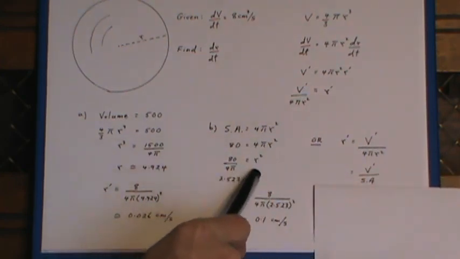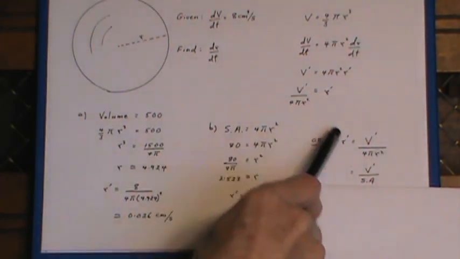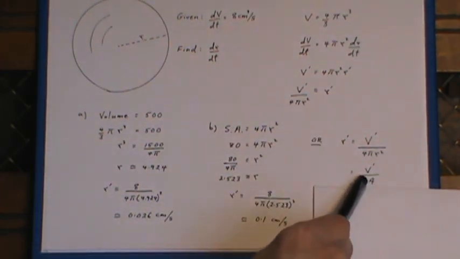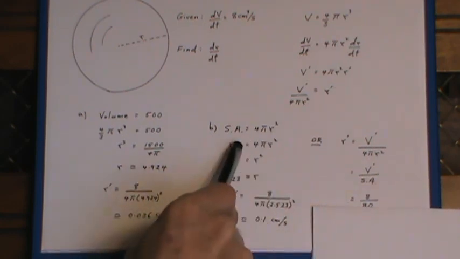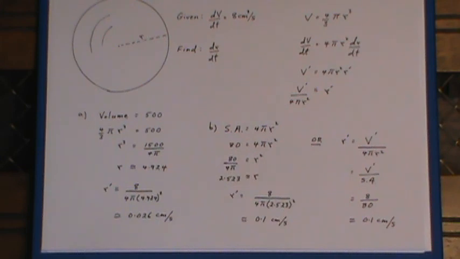Instead of going to all the trouble of working out the r value, we could just say the 4 pi r squared is the surface area, put in the given surface area, which was 80, and as you can see here you get the same answer, 0.1 centimeters per second. So it's just a little faster way of doing it without actually finding the radius of the sphere.